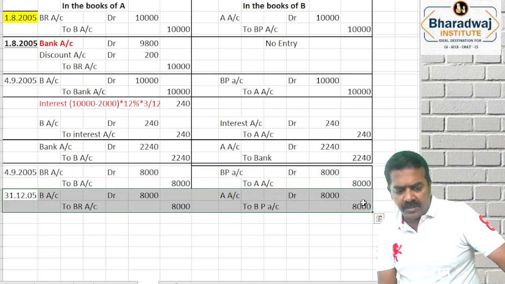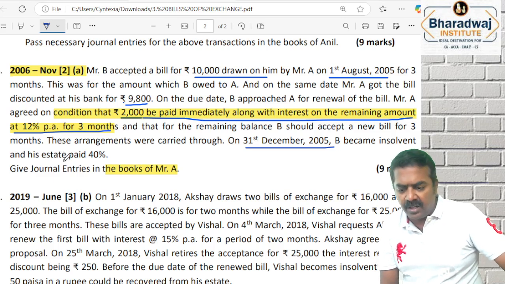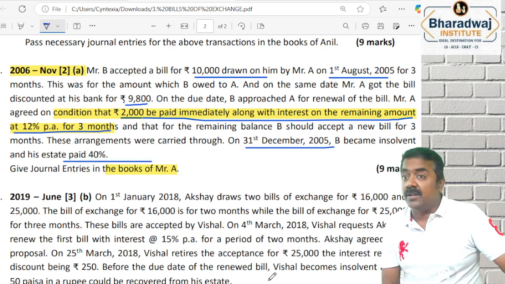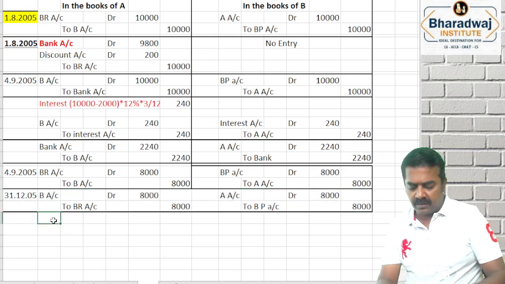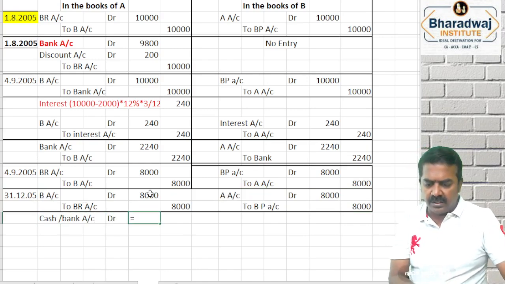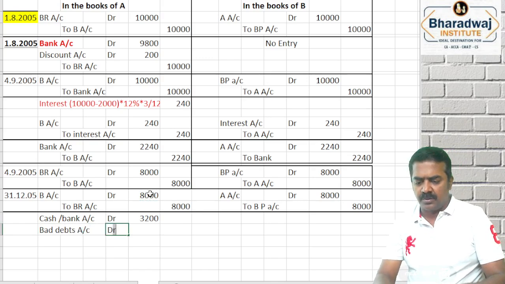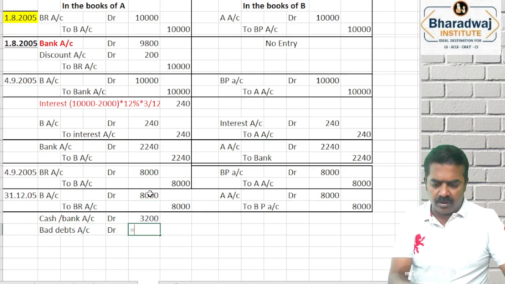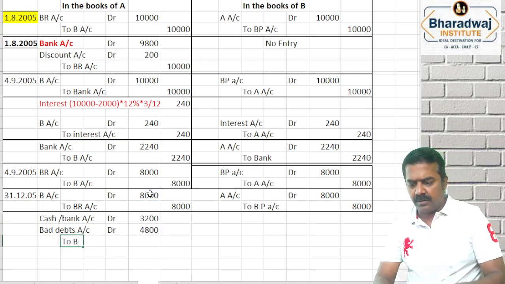On 31st December, the party became what? Insolvent. See what is given next. We are able to get only 40%. Now, what is the entry we will pass? Cash or bank account debit, we are able to get only 40%. In the 8,000, we are able to get only 40%. Remaining amount will become what? Bad debts account debit, remaining amount to B account.